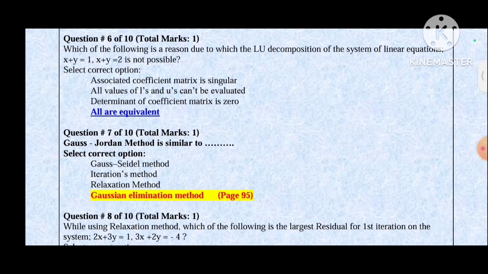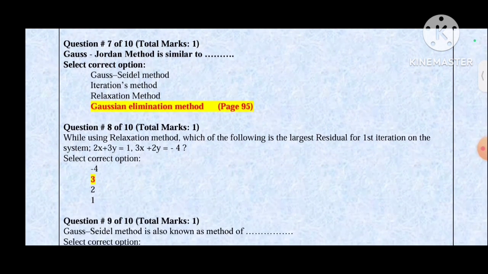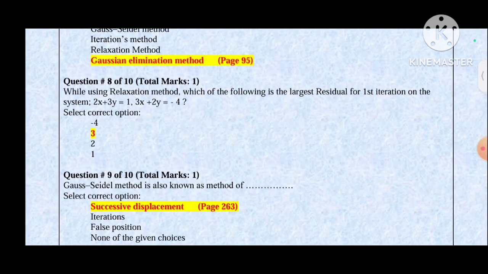All are equivalent. The associated coefficient matrix is singular, all values for L and U cannot be evaluated. The determinant of the coefficient matrix is 0. The Gauss-Jordan method is similar to the Gaussian elimination method. While using a relaxation method, which of the following is the largest residual for the first iteration?